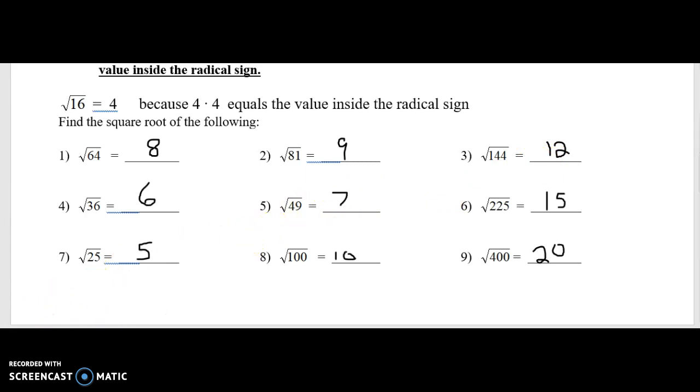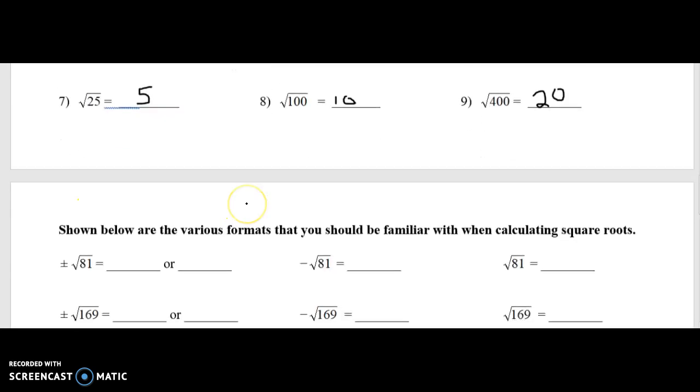All right, here they are all filled in: 8, 9, 12, and then 6, 7, 15, then 5, 10, and 20. Again, these are the numbers that multiplied by themselves would give us what's underneath that radical sign. These are our perfect squares, and these are their square roots.